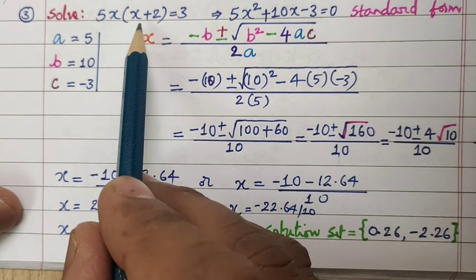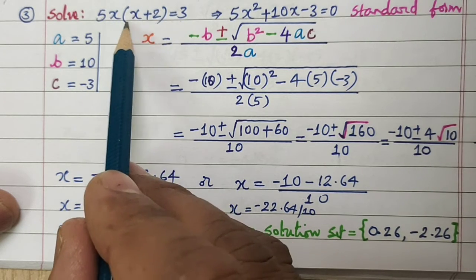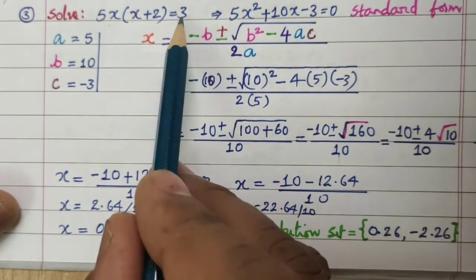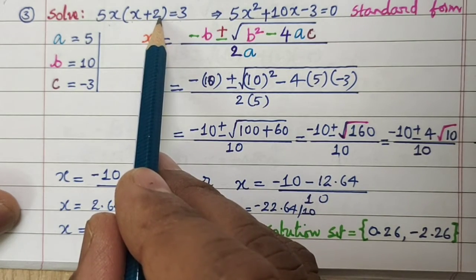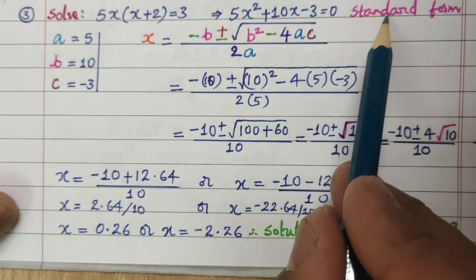Solve 5x into x plus 2 is equal to 3. Keep this in standard form. Multiply this, remove the bracket. 5x into x is 5x square. 5x into 2 is 10x. Bring this to the left hand side, that will become minus 3 is equal to 0. 5x square plus 10x minus 3 is equal to 0. This is in standard form.